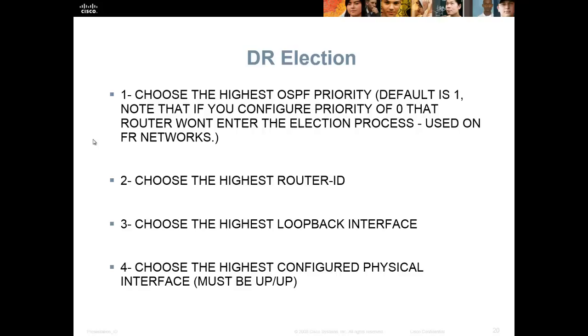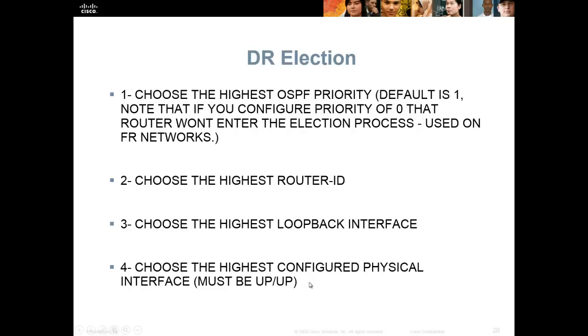If you change it to 0, then that router will not be part of the election process. So basically he bows out of the race. Now, most of the time we don't set the priority. So then we go by the highest router ID. If the router ID is not set, we go by the highest IP address of a loopback interface. If that's not set, then we take the highest configured physical interface that is operational.